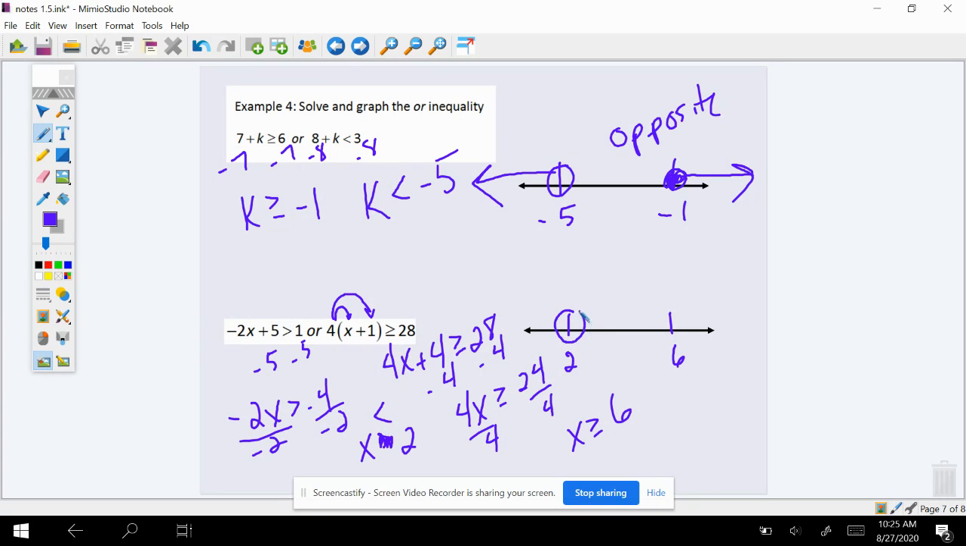So I'm going to put an open circle there, and I want everything less than 2. Greater than or equal to 6, I'm going to put a closed circle, everything bigger than 6. And again, you have this opposite look.